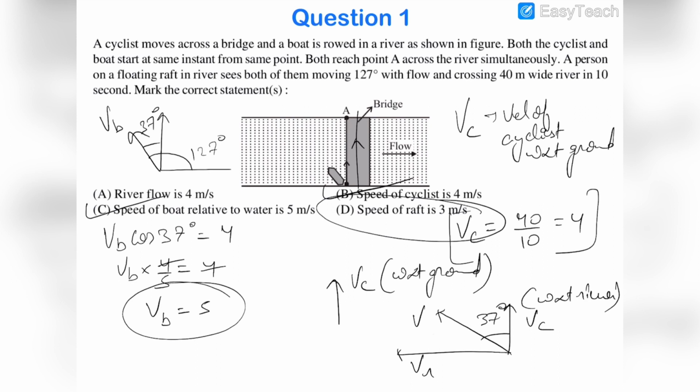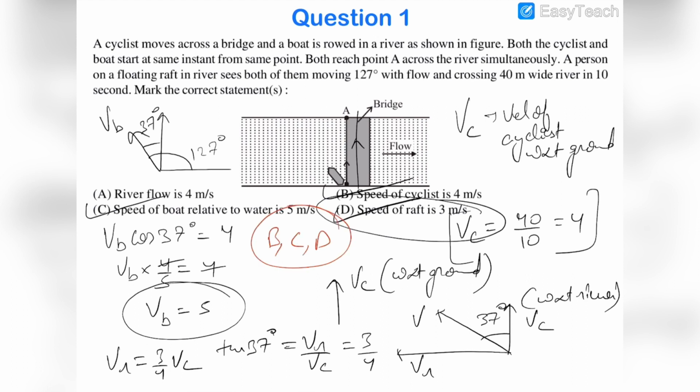So we can say that tan 37 will be equal to this velocity, which is VR, by Vc, and tan 37 is 3 by 4. So VR will be equal to 3 by 4 of Vc, and therefore we can say that VR is equal to 3. So the correct answers are B, C and D. I would be presenting the answer key at the end of this video, so you would be getting that answer key. Now we move on to the next question.